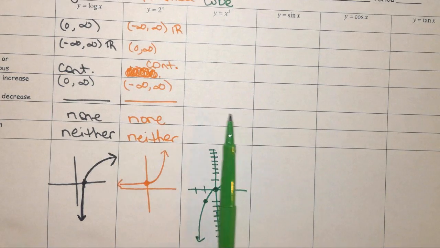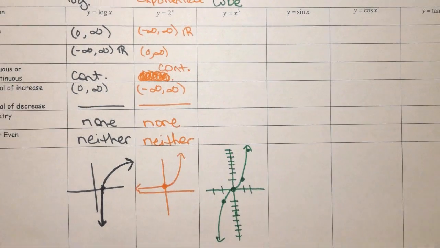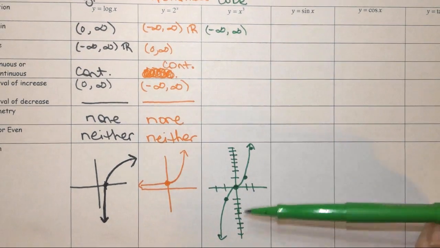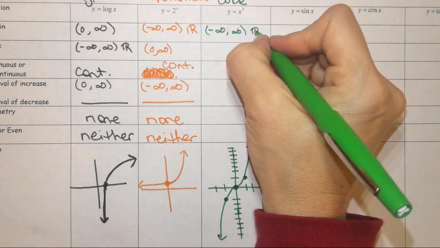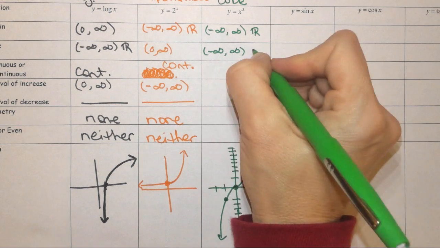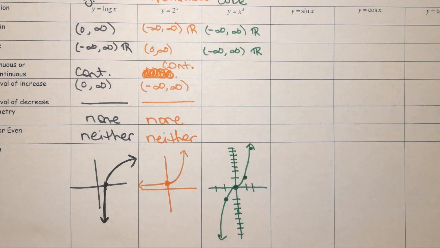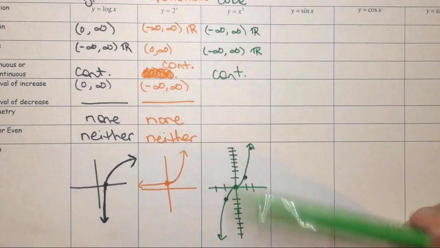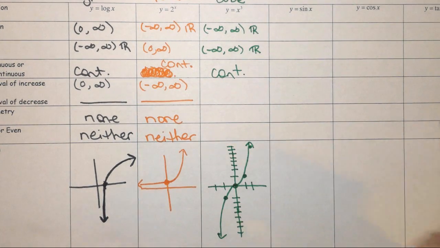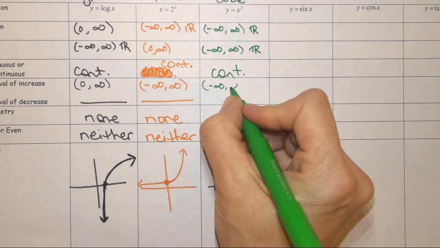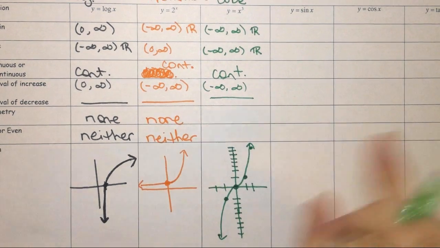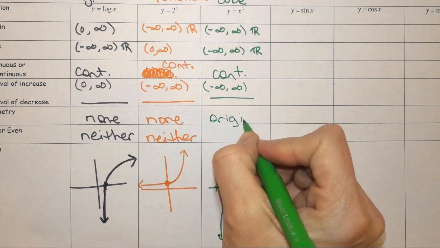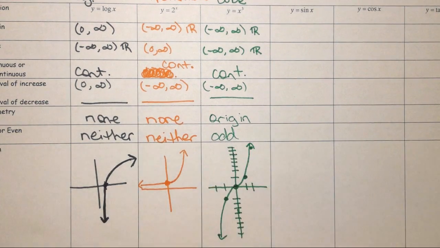So our domain, it goes to the left forever, very slowly. It goes to the right forever, very slowly. But we're still going forever in both directions. Your y values also go up and down forever. So same thing. Negative infinity to positive infinity, and all real numbers. As I go from left to right, I'm never picking up my pencil, so we're going to call it continuous. As I go from left to right, I'm only going up, so it's only increasing. It never decreases. This function, if I flip it over the y and then flip it again over the x, it's symmetric about the origin. Because it's symmetric to the origin, we're going to call it odd.